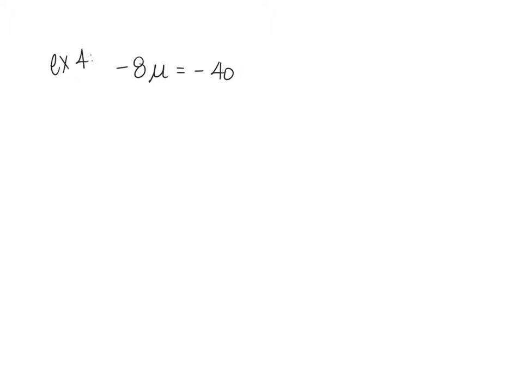All right, the next one, negative 8u equals negative 40. Okay, so now we're going from addition and subtraction to multiplication and division. Remember we said that multiplication undoes division. Okay, so I have negative 8u equals negative 40. I want to get u by itself. So to get u by itself, I need to undo the number with the u. So I have negative 8 times u, negative 8u. That's an implied multiplication.